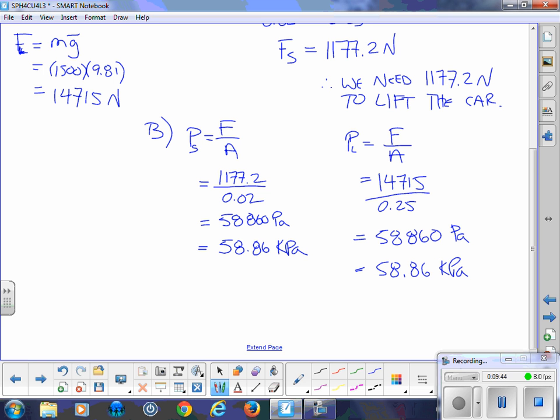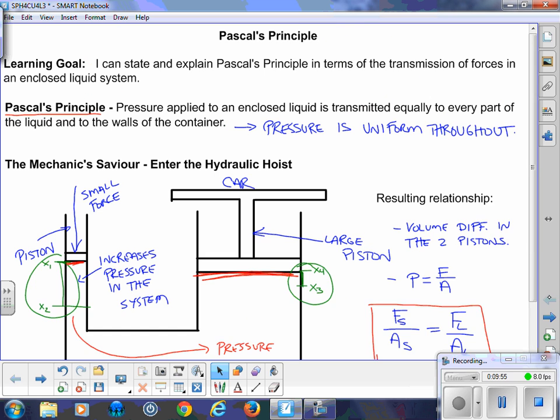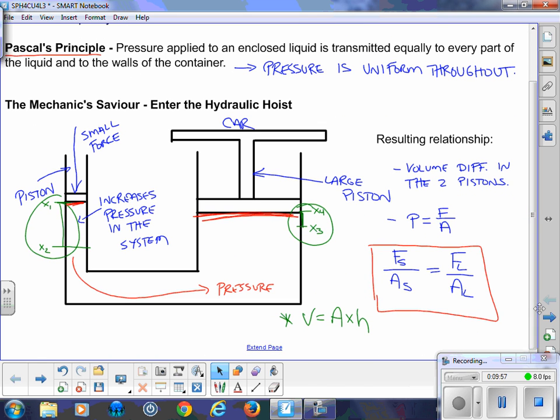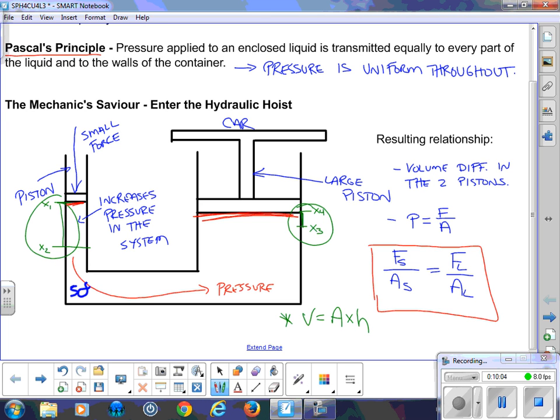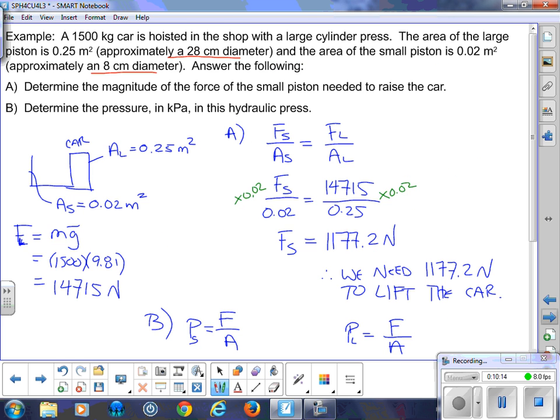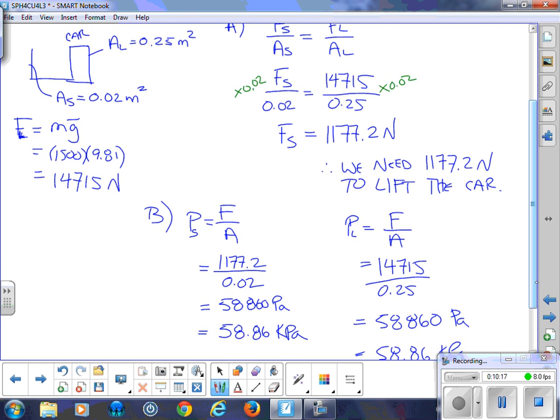So you can't mess this up. Well, what piston do I pick? It doesn't matter. All right. So therefore, it is 58.86 kilopascals. And remember, the reason for this is, let me get my magic pen. Okay, so it's 58 pascals here. 58 here, 58 here. The pressure's the same anywhere you go within that system. So that's why it doesn't matter which piston you pick. Okay, so there you go. Simple example showing how to do the pressure calculations and force calculation.